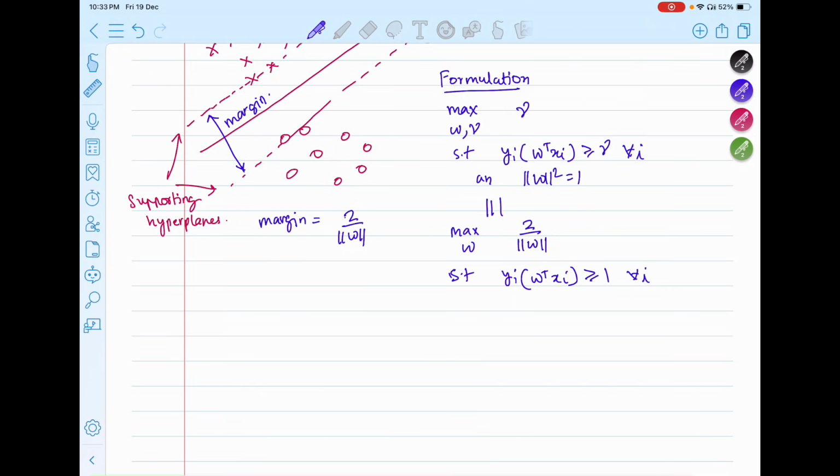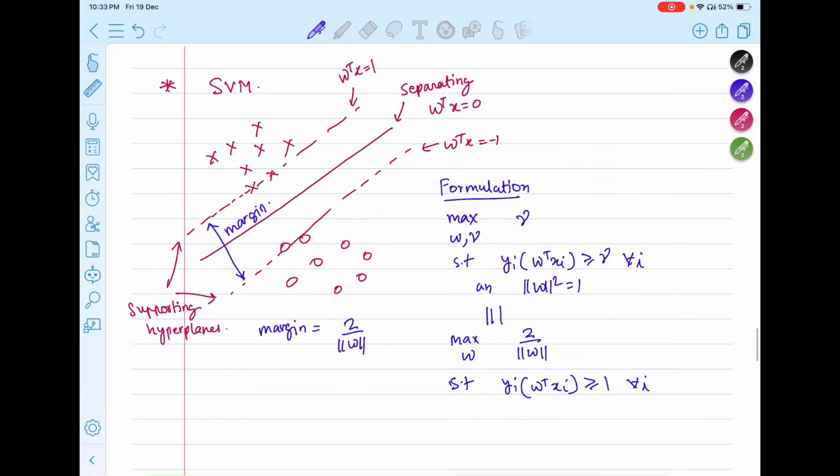Why 1? See, you can take any number, but 1 is very comfortable. That is the only reason we have taken 1. You can actually take any number. Let's say you are taking k. In that case, the supporting hyperplanes will be W transpose x equal to k and W transpose x equal to minus k. Just remember that.